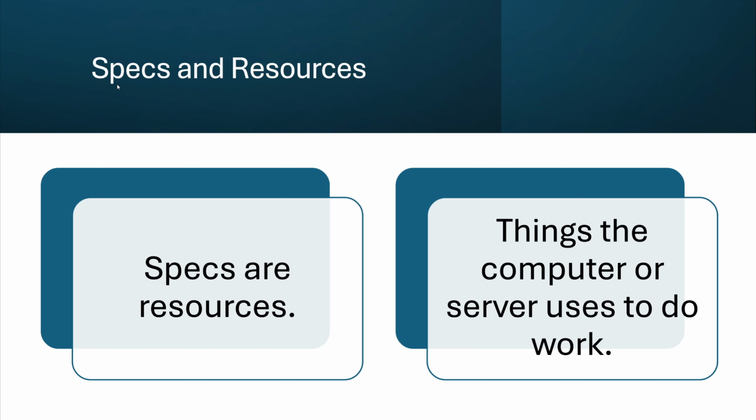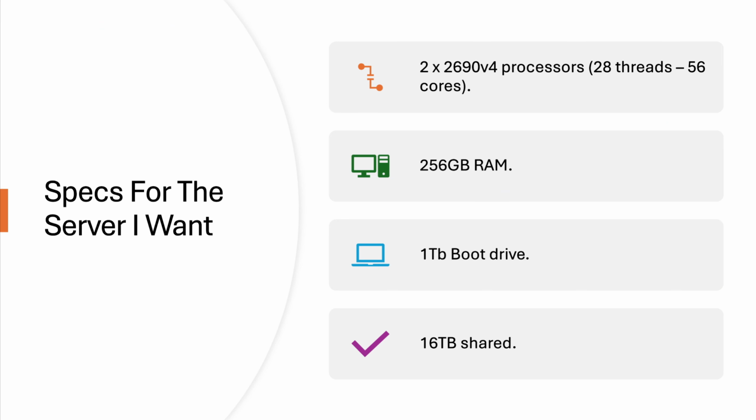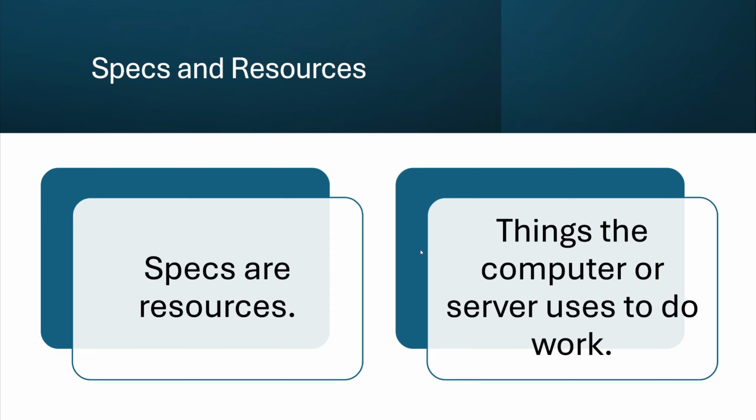So specs is what you will hear quite often. Specification and resources. So specs are resources, and these are the things that the computer or the server uses to do work. For example, if I say processing resources, I'm normally speaking about a processor, or compute resources. It's normally a processor. So the processor I mentioned here has 14 cores and 28 threads. That's what specs would be linked to. Whenever you hear specs of a device, it typically means the hardware functionality that that device can actually provide.